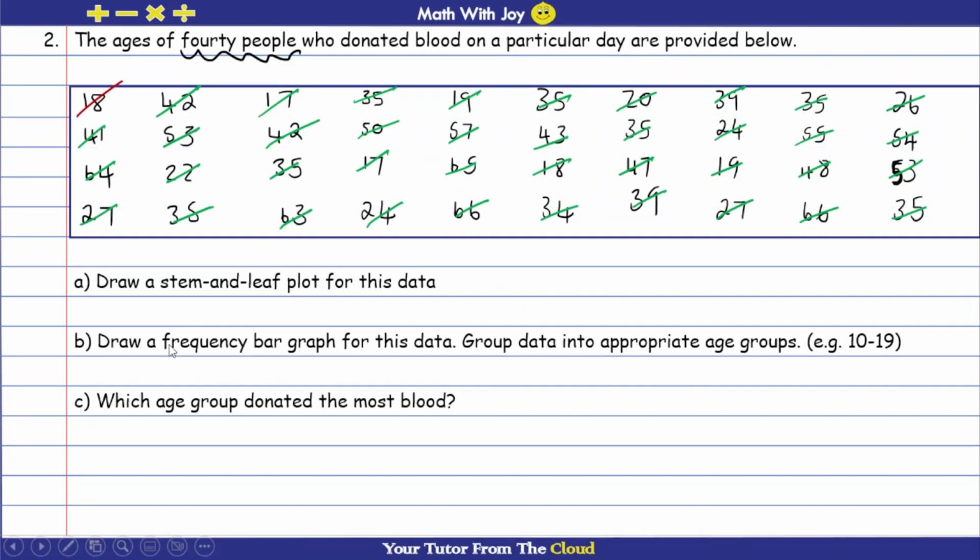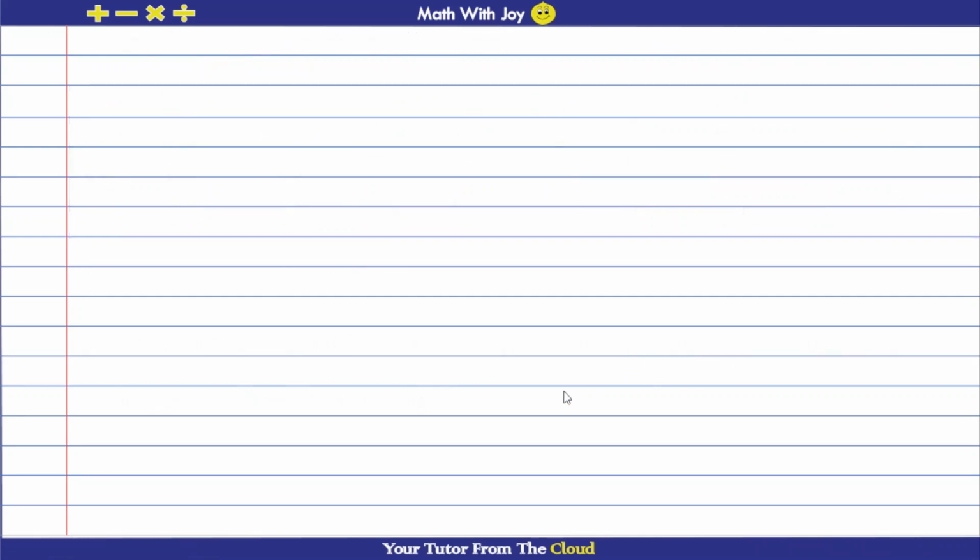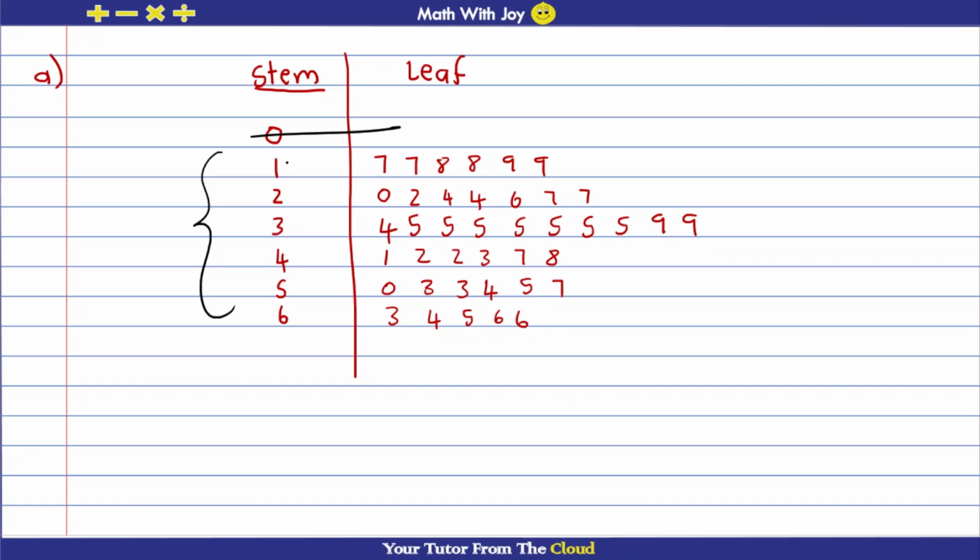Now they want us to draw a frequency bar graph for this data. They say we need to also just group the data into appropriate ages like 10 to 19. So we are obviously going to group by the stems that we have here. Okay, so, a frequency table in terms of groups.